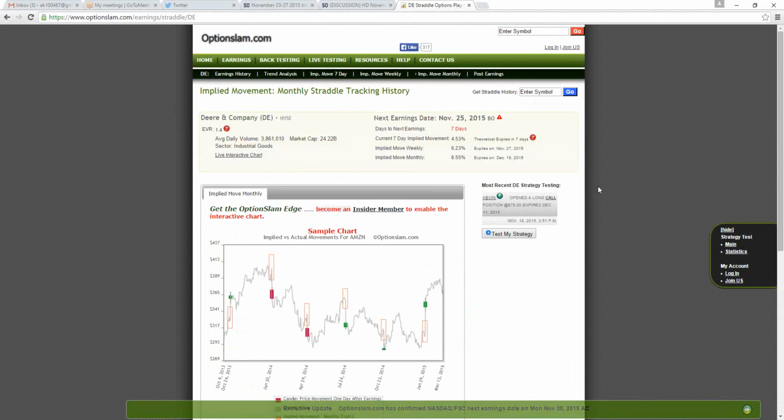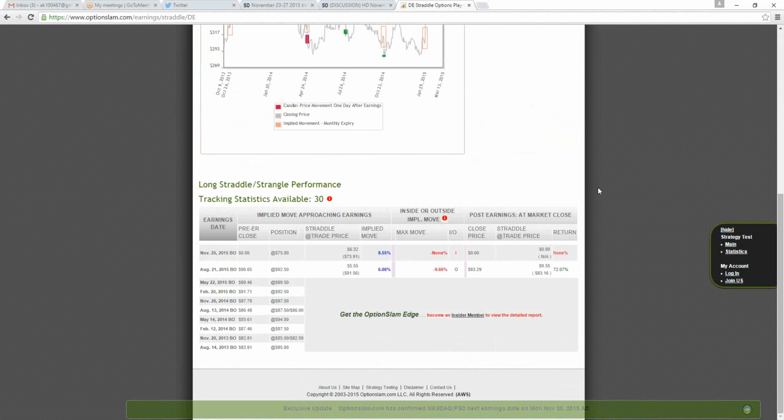okay, I am not logged in. Anyway, if I was logged in, I don't remember my password currently, but if I was logged in, I would see all previous cycles. But here we can see that the current price is 8.55% compared to previous cycles, which was 6%. So we can see that this is significantly higher than a previous cycle.